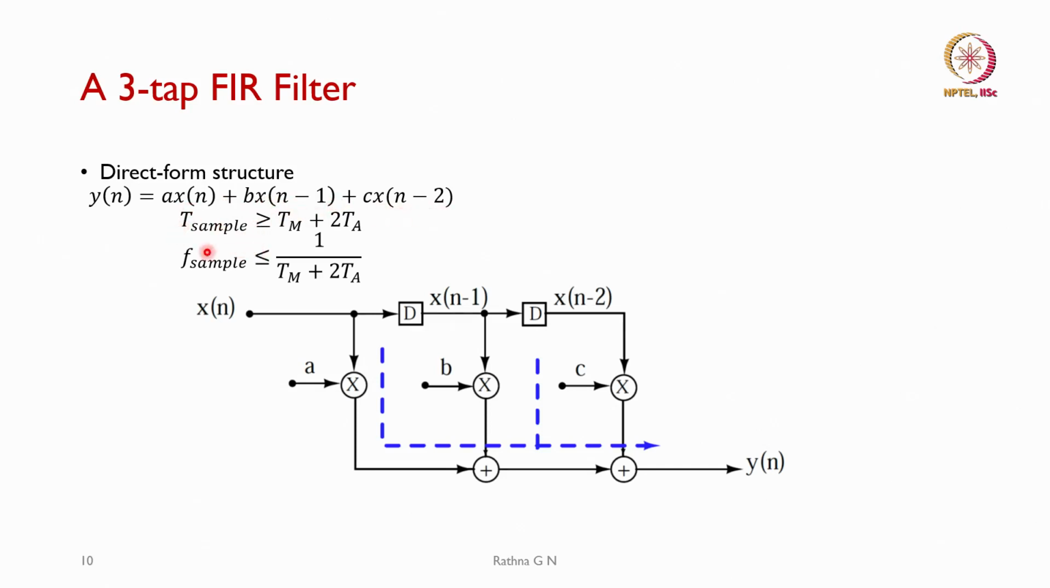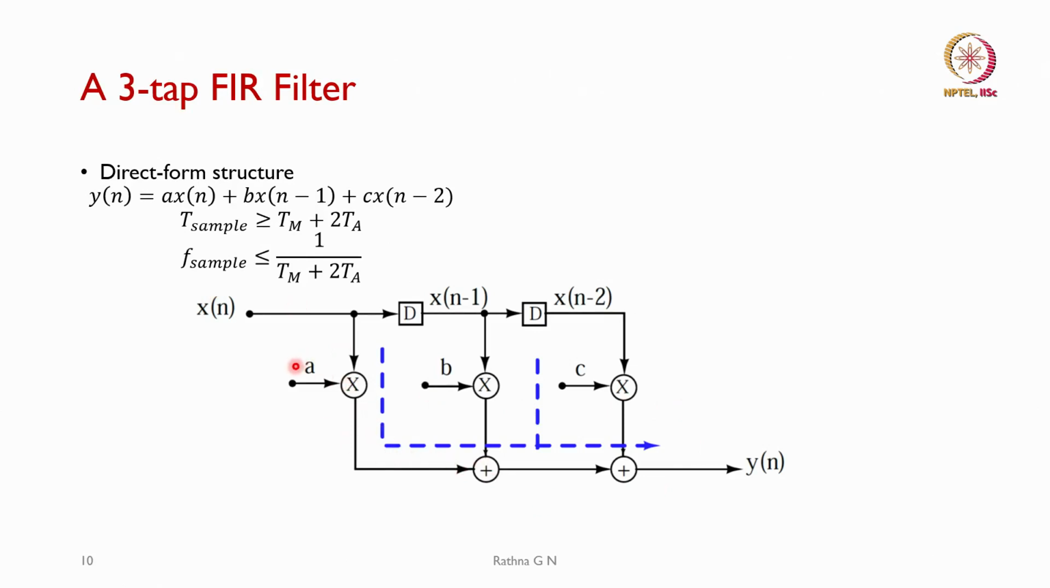So, we say that the sample period T sample should be greater than or equal to T m, that is the multiplier, plus the longest path, which is going to be from here to here and incorporates 2 adders. So, my sample period has to be T m plus 2 T a. The sampling frequency should be less than or equal to 1 divided by T m plus 2 T a. So, the time it takes to multiply and then add will decide my sampling frequency for this 3-tap FIR filter.